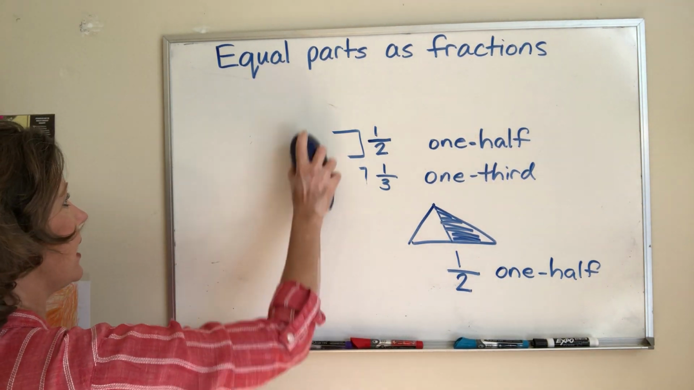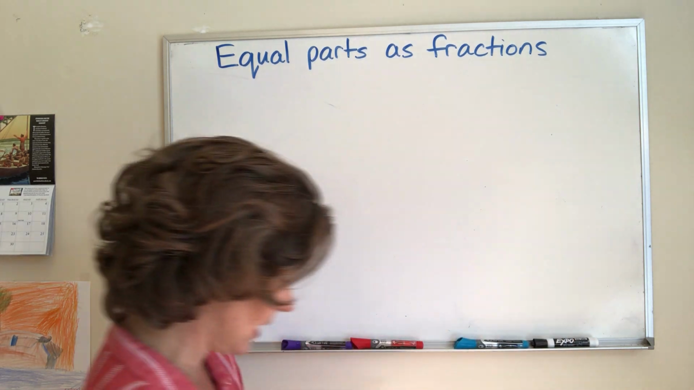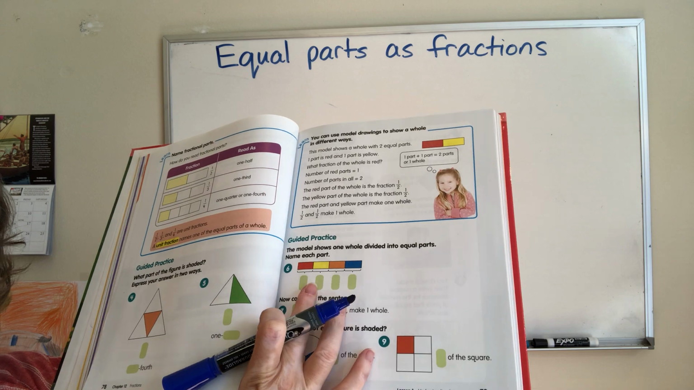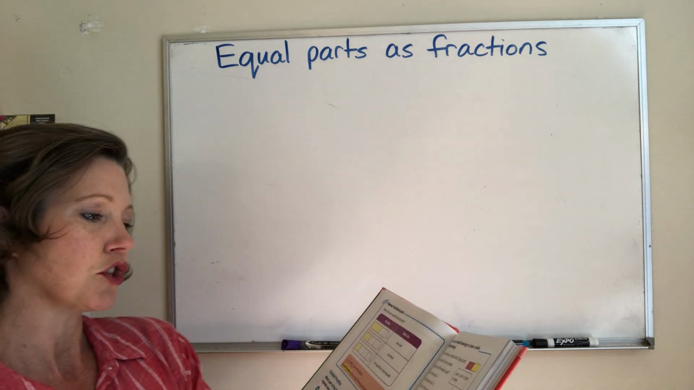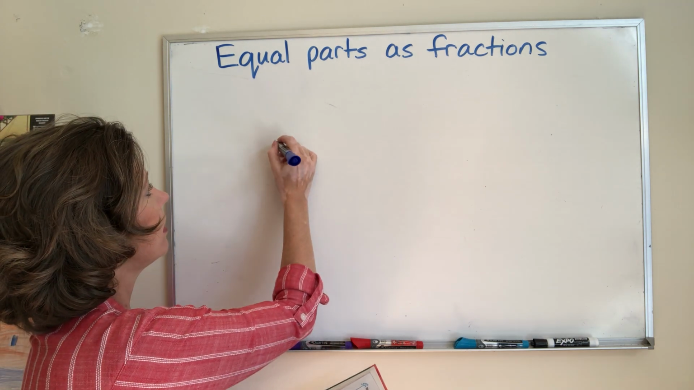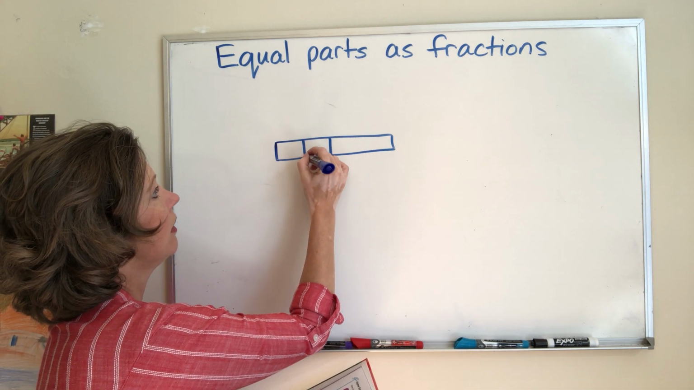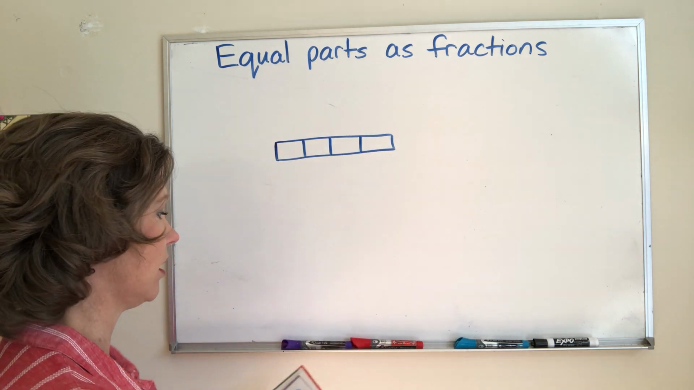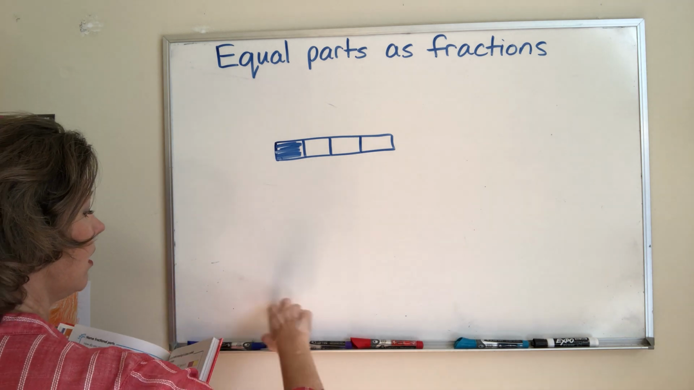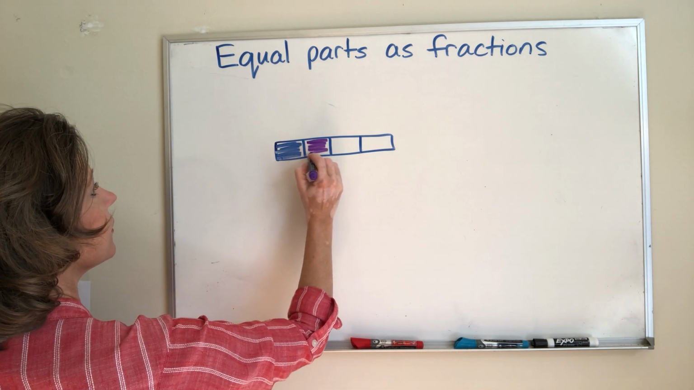Please have your pencil ready. You're going to answer these, and we're going to go over the answers together to make sure you understand. This is page 79 with this little colorful bar right here. The model shows 1 whole divided into equal parts. So name each part. You do that on your paper while I draw my bar, and we'll get back together for the answer. Please fill in on your paper what you think the answer is.